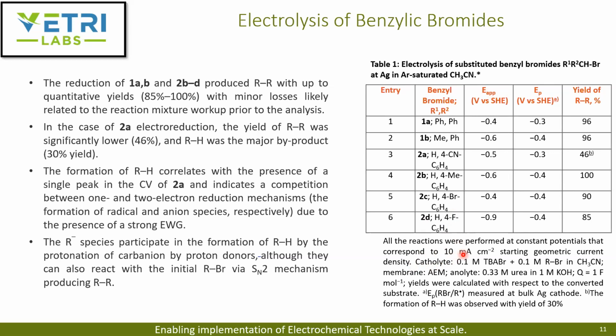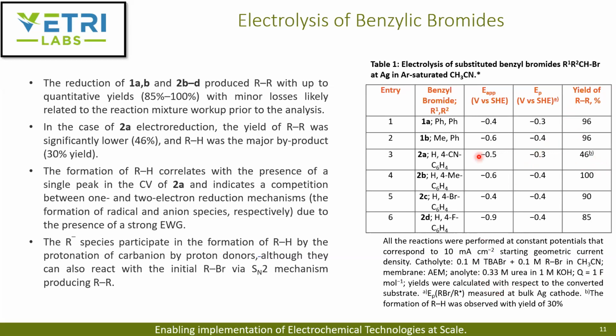These are normalized to the geometric area, with the catholyte being 0.1 molar tetrabutylammonium bromide with 0.1 molar organic halide in acetonitrile. Here it's specifically benzylic bromide. And then the anolyte was 0.3 molar urea and 1 molar potassium hydroxide. They ran the experiment until they passed a charge of about 1 coulomb, and then they measured the yield.